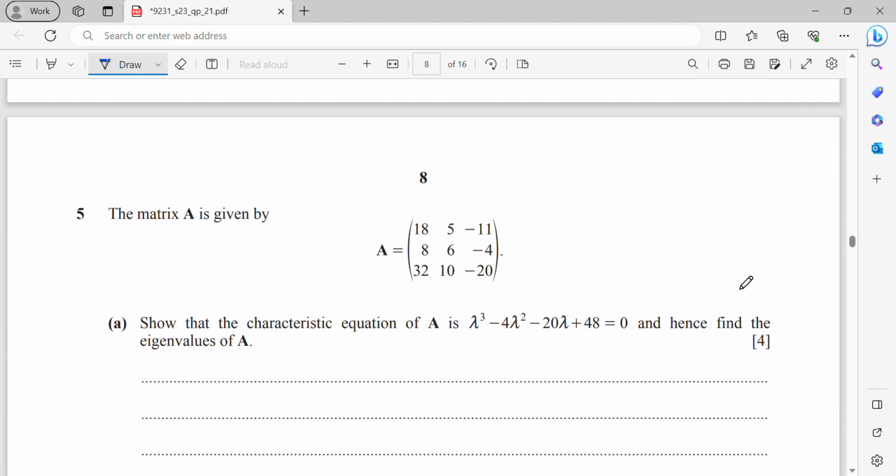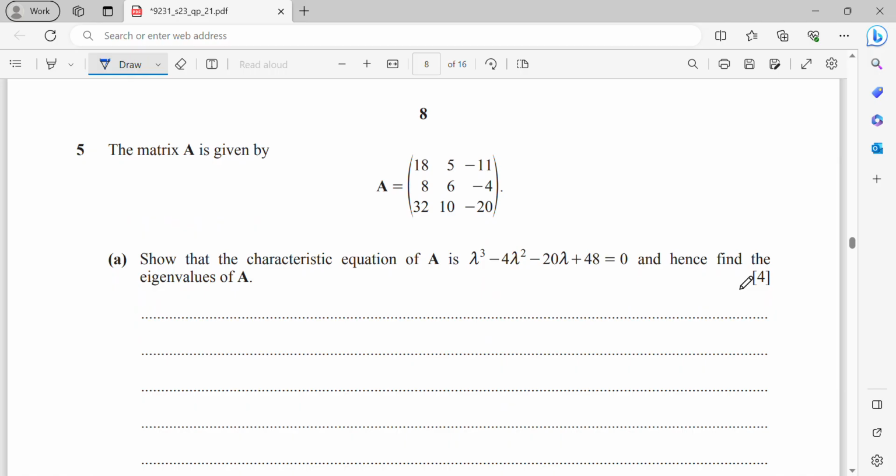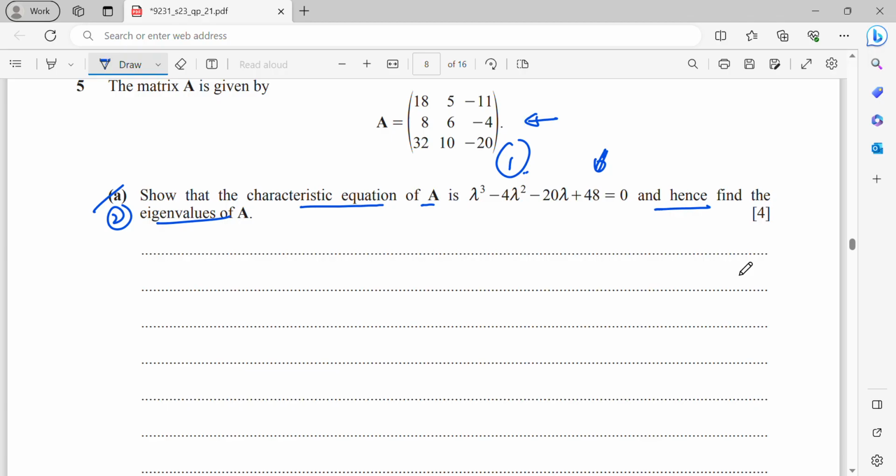Alright, so now let's move on to question number 5. The matrix A is given by this 3 by 3 matrix. Show that the characteristic equation of A is this cubic equation. This is the first part. And hence, meaning use the cubic equation, find the eigenvalues of matrix A. So we have to solve two parts here.